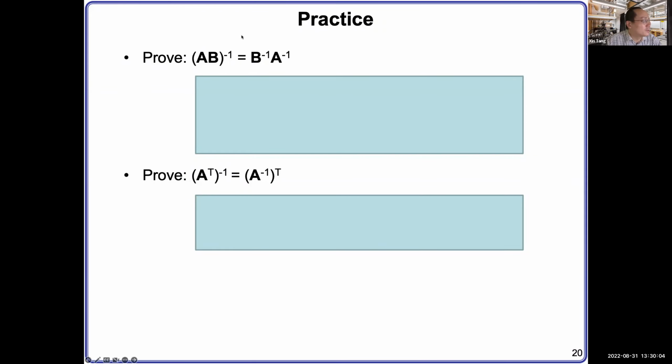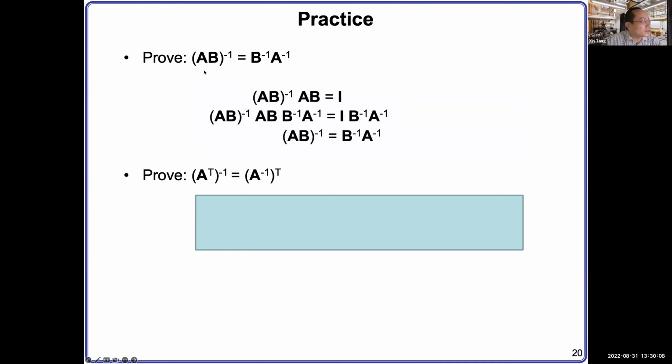Good. So let's prove the first one first. The way to prove is, let's look at the left-hand side, AB inverse. AB inverse means if this guy times the non-inverse one, which is AB itself, it will equal the identity matrix I. If this is the case, we can multiply other matrices on both sides, as long as the value is the same, then both sides still equal. The way to multiply is we multiply B inverse and A inverse on the left-hand side, and also do the same thing on the right-hand side.